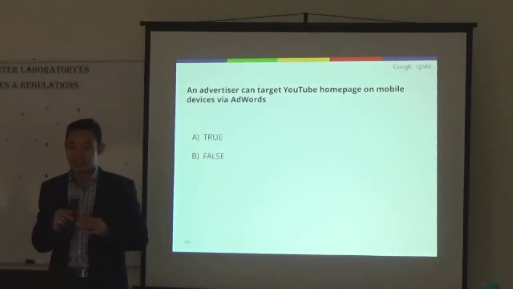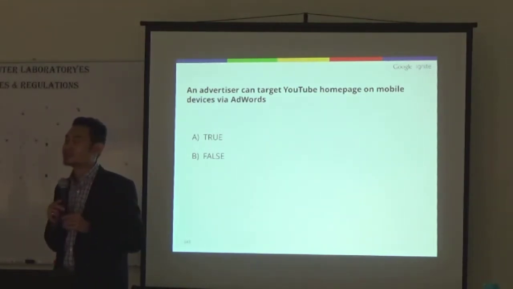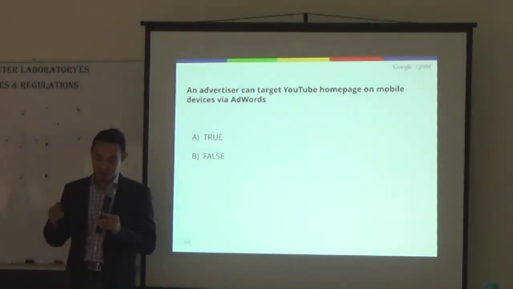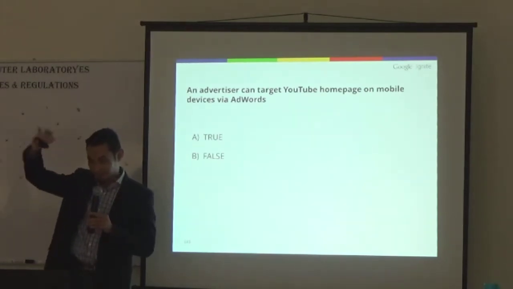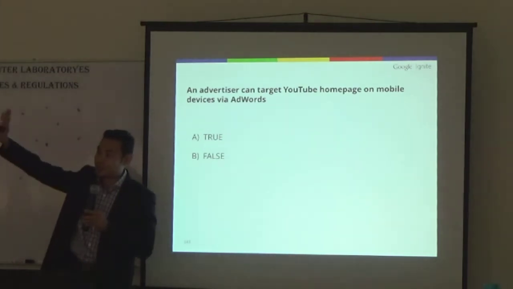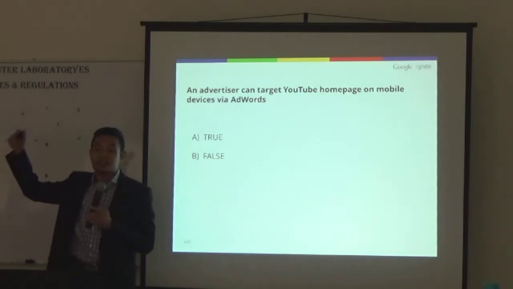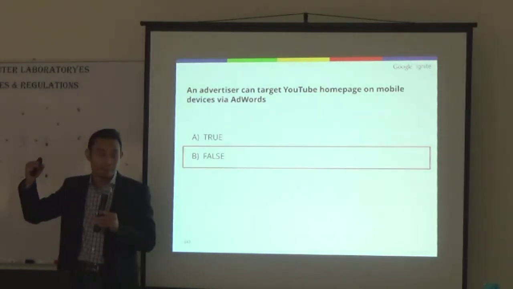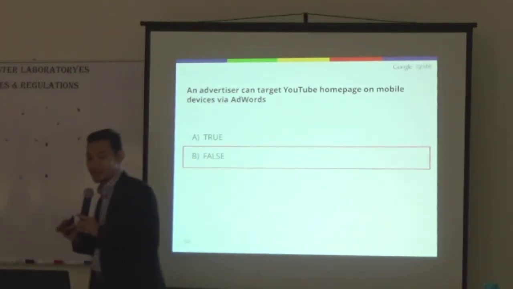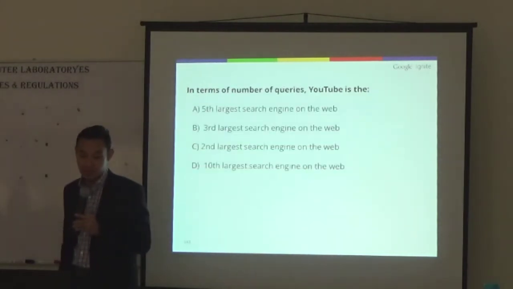Next question: advertisers can target the YouTube homepage on mobile devices via AdWords. YouTube homepage on mobile devices. Now, I spoke about the YouTube homepage, the masthead. That is on a typical desktop and laptop setting. Whereas on mobile, due to the limited space and other structures and requirements, you are not able to put up a masthead yet. Soon it might be, but for now, it's not. Next question.